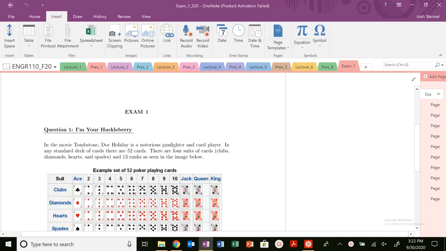We're going to go through our practice exam for Engineering 110, specifically problem 1 today. I'm your Huckleberry, so hopefully you've seen the movie Tombstone. In the movie Tombstone, Doc Holliday is a notorious gunfighter.